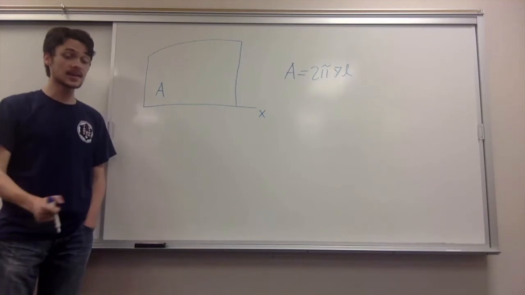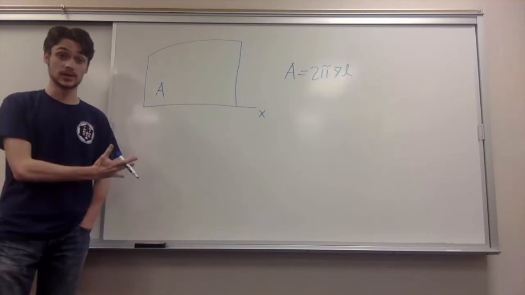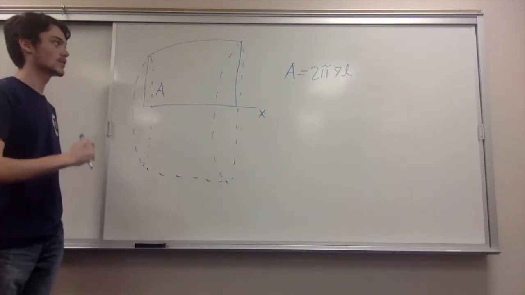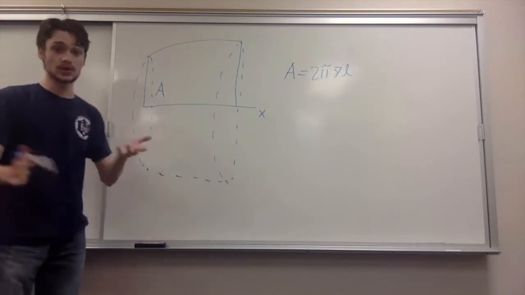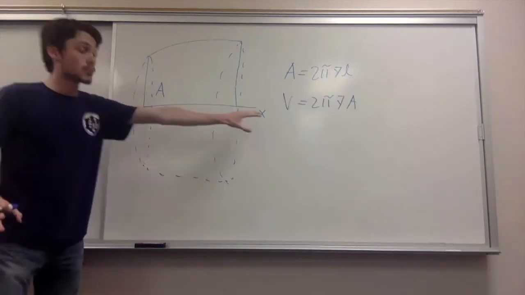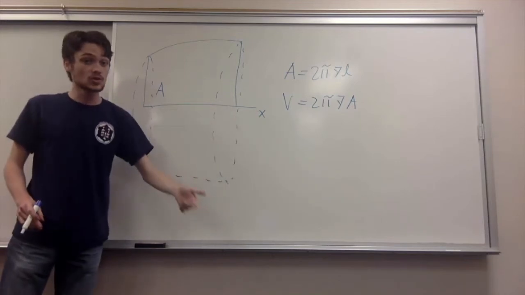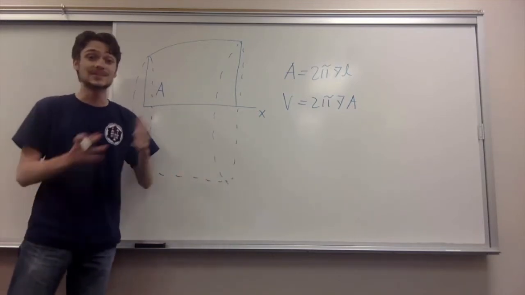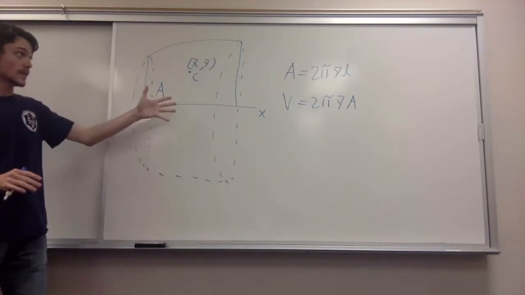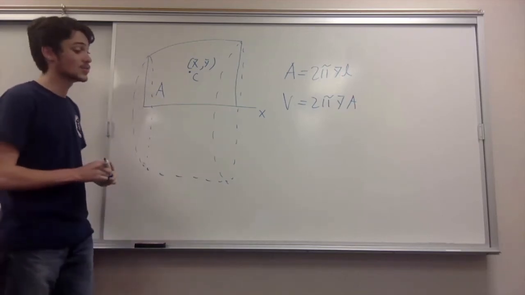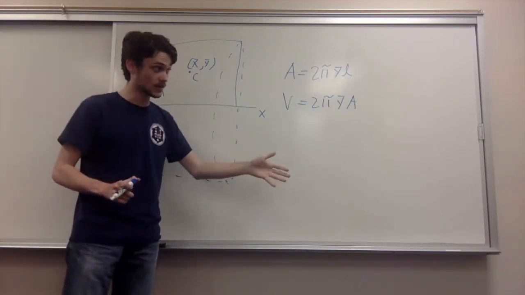Let us now instead say that we are given an area, and we want to revolve this area around the x-axis to get a volume. What is going to be the volume? Pretty similar, except volume is going to be equal to 2 pi y bar times the area. This area that we're given has some centroid, and we can use the y component of this centroid to find the volume.